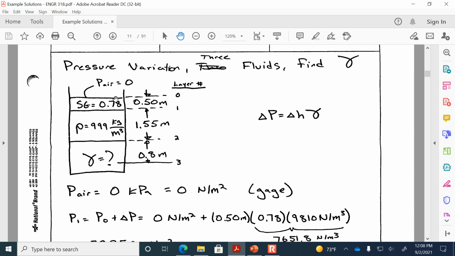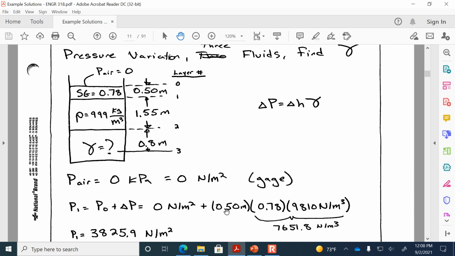So the pressure of the air is 0, and then the pressure at the bottom of the first layer will be 0 plus some increase. And the increase is 0.5 meter, the thickness of the layer, and I use the specific gravity that's provided in order to calculate the unit weight. So 0.78 times 9810, the unit weight of that top layer, is 7651.8 newtons per meter cubed. So here's the pressure, 3,825.9 pascals at the bottom of the first layer.